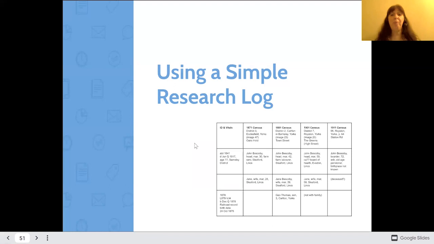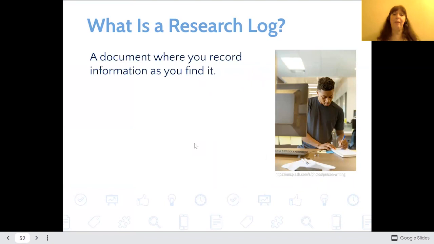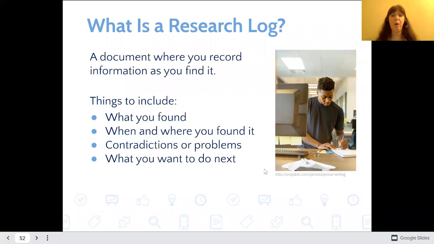So what is a research log? First of all, it's important to understand that it's just very simply a document where you record information as you find it. Things you want to include are what you found, when and where you found it, any contradictions or problems, and what you want to do next.